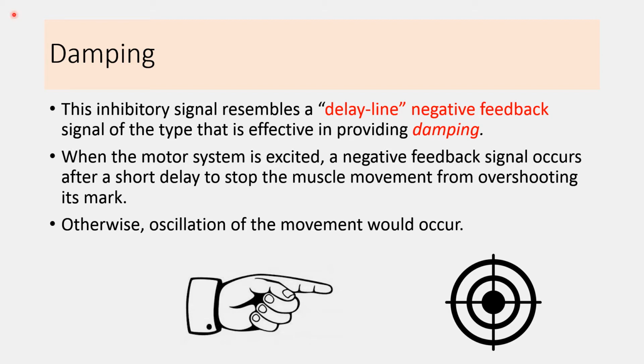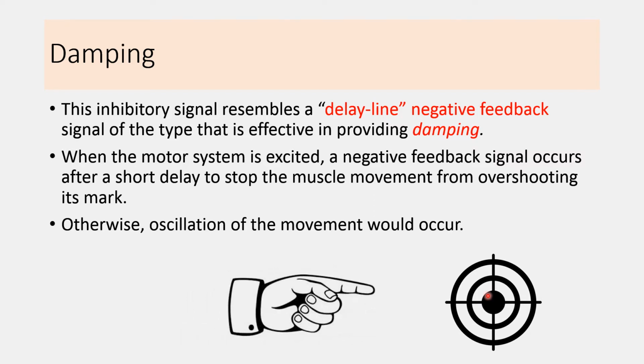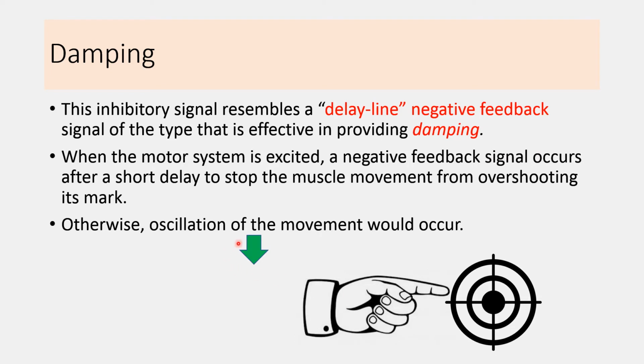Now here we can see the hand and its movement towards the intended object. During the initial phase, the excitatory signal enhances the movement towards the intended mark, which is followed by the inhibitory signal, which dampens the progression of the movement. So the overshooting is prevented from the intended mark or the intended object. Otherwise, oscillation of the movement would occur surrounding the intended mark. So the damping provides a smooth progression of the movement towards the intended point.